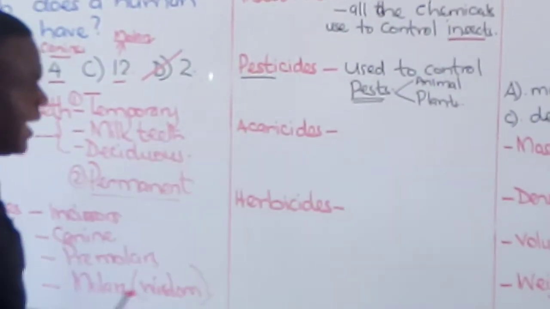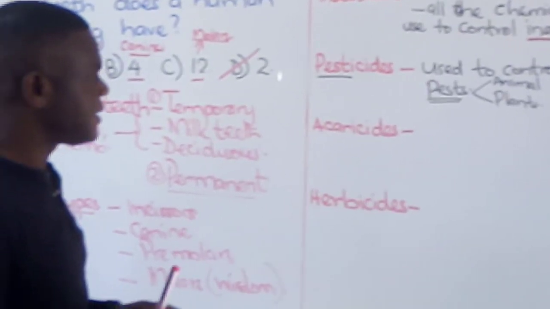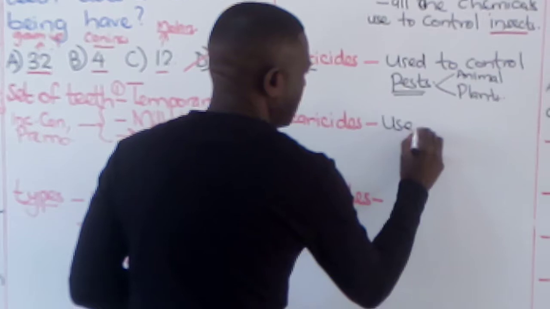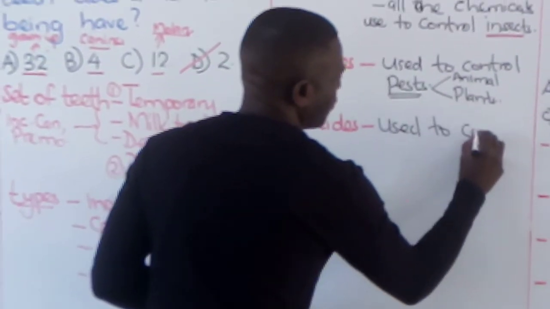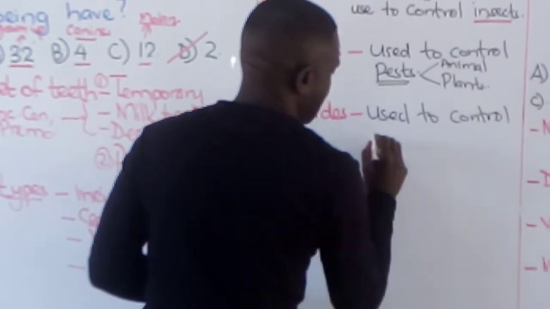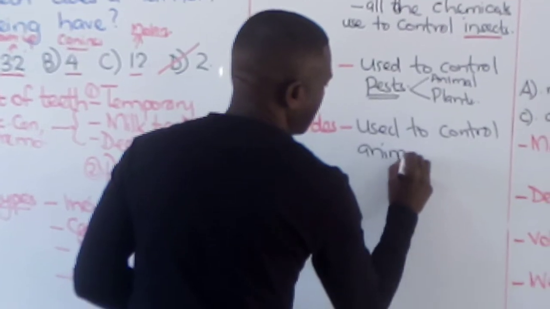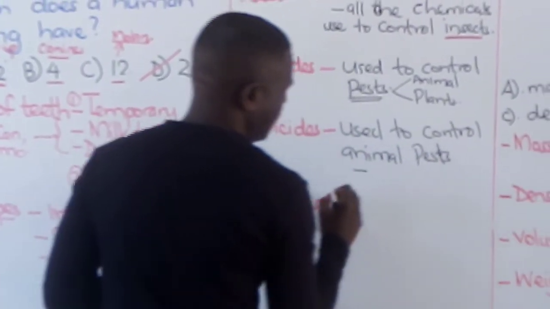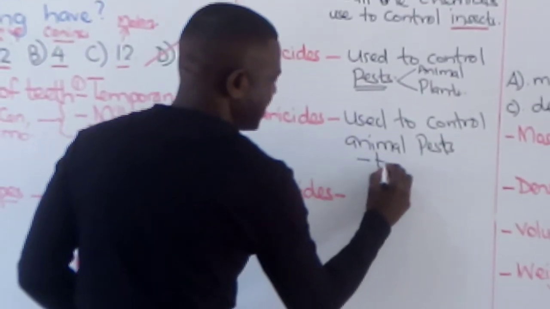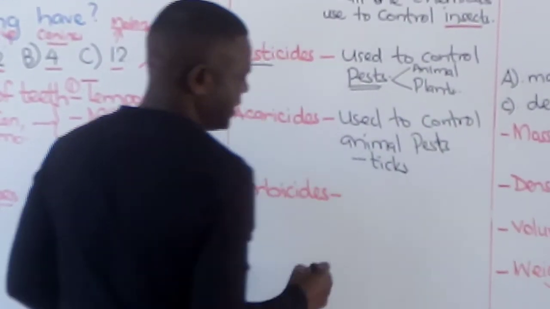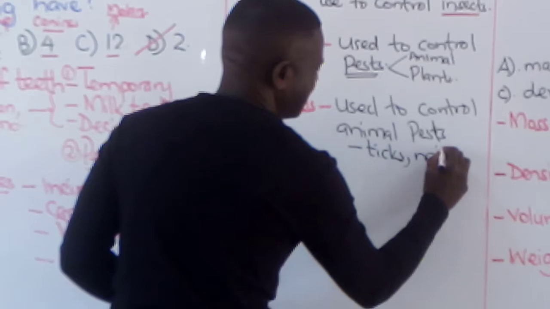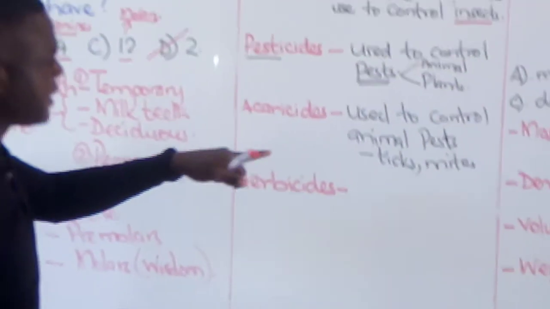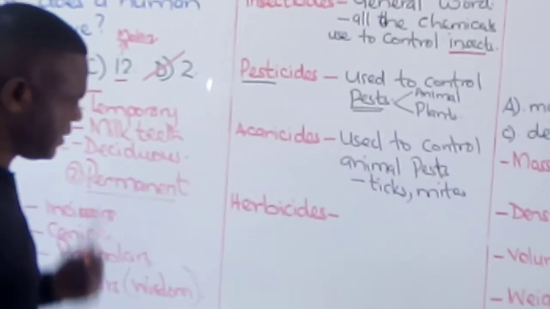Now, acaricides. Acaricides are used to control animal pests. And these might include the ticks on cattle, the mites in livestock. So those animal pests can be controlled by acaricides.